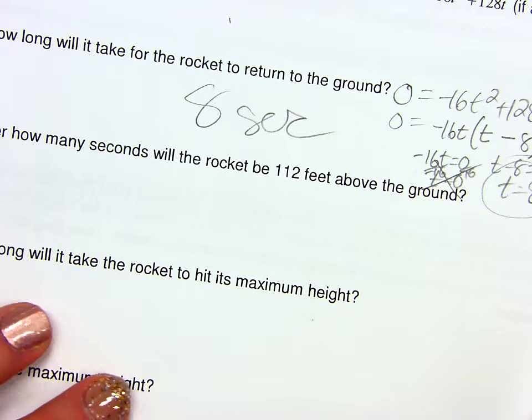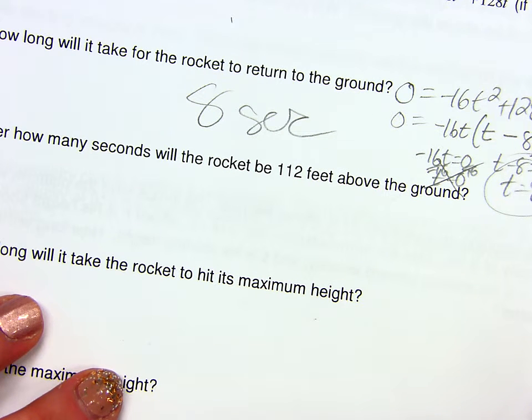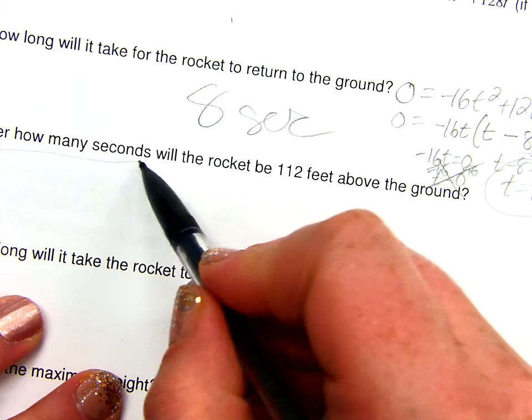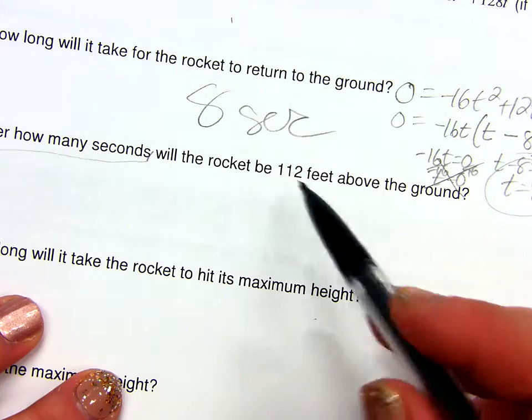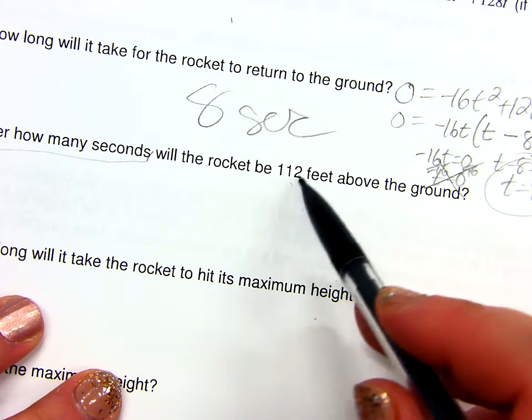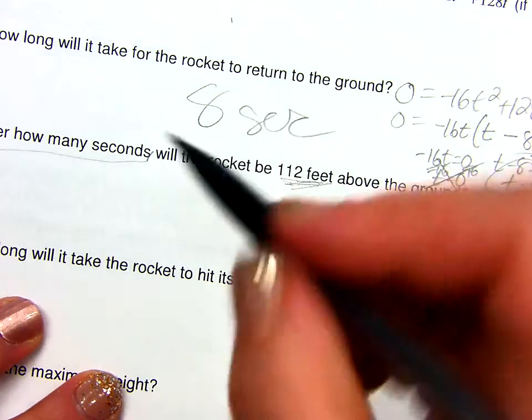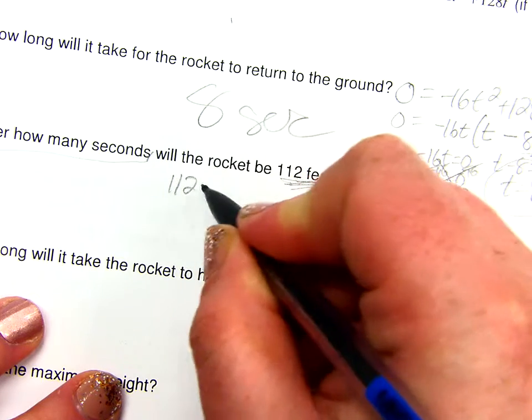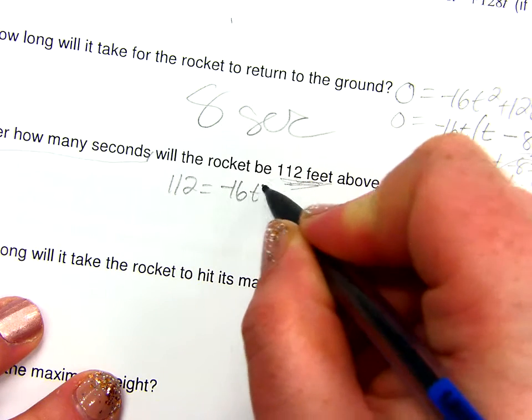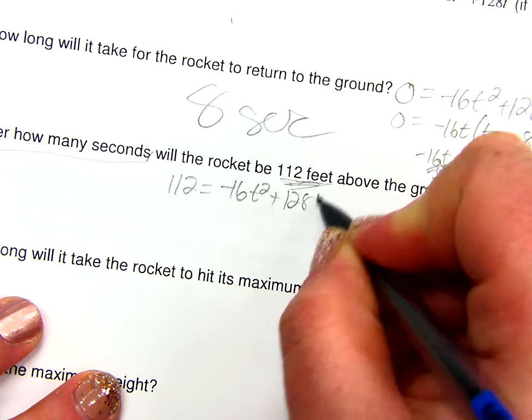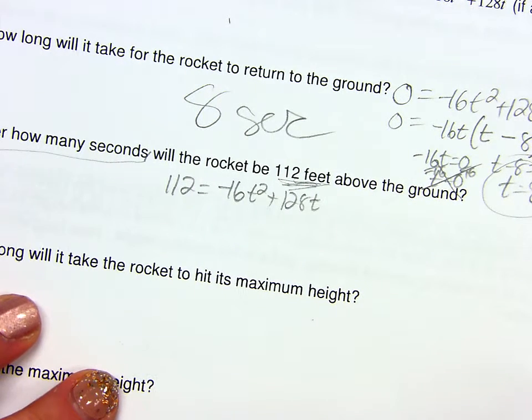Part B says, after how many seconds will the rocket be 112 feet above the ground? Where do I put 112? The height, again. It's saying after how many seconds, so I'm solving for t. Don't put 112 in for t. That's not seconds, that's feet. So that goes in for the height. So I just do 112 equals negative 16t squared plus 128t.